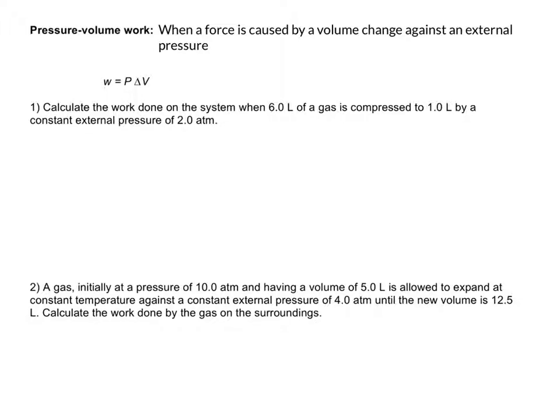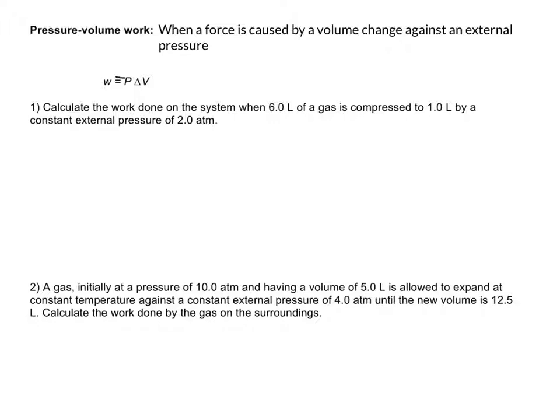work. Okay, so this is the equation for this work being W is equal to negative P delta V, so there should be a little negative sign there, sorry about that. All right, and we'll just do a couple of examples so that you can see how these work. So calculate the work done on a system when 6 liters of gas is compressed to 1 liter by a constant external pressure of 2 atmospheres.